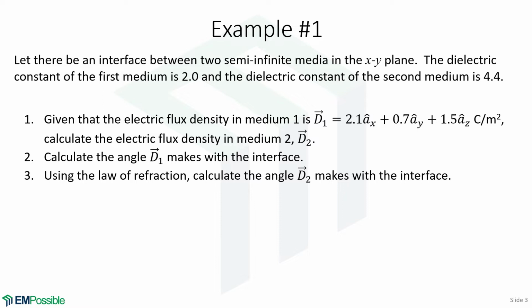Here's what we need to do. Number 1, given that the electric flux density in medium 1 is D1, calculate the electric flux density in medium 2, D2. Number 2, calculate the angle D1 makes with the interface. Number 3, using the law of refraction, calculate the angle D2 makes with the interface.